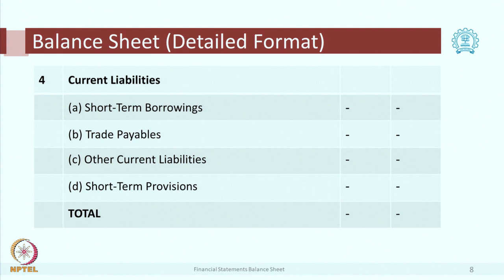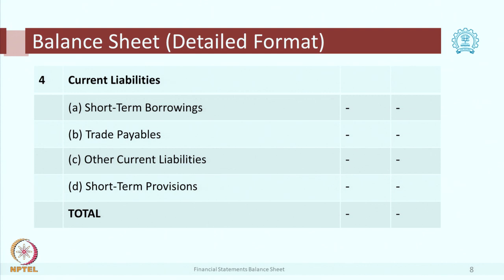The next one we discussed was item number 4. In item number 4, current liabilities, as the name suggests, these are for less than 1 year. So, 4A is short term borrowings, so loans taken for less than 1 year. 4B are trade payables. So, these are various purchases made related to our regular business, but we have not yet paid. So, they are called trade payables.